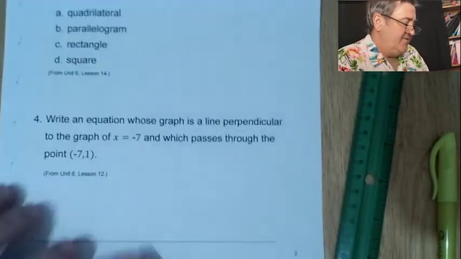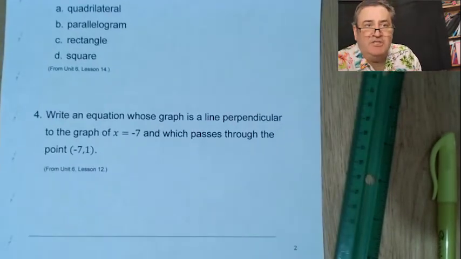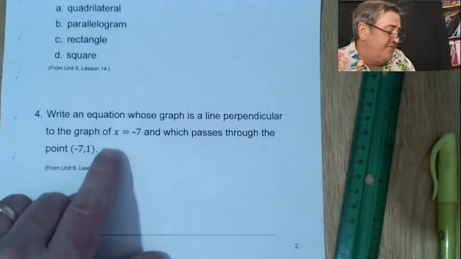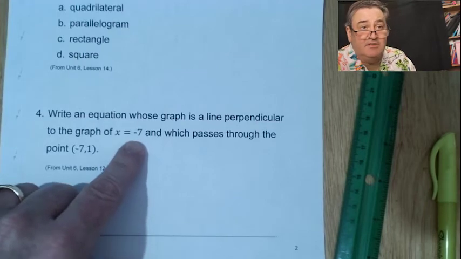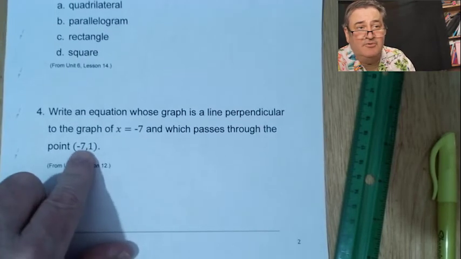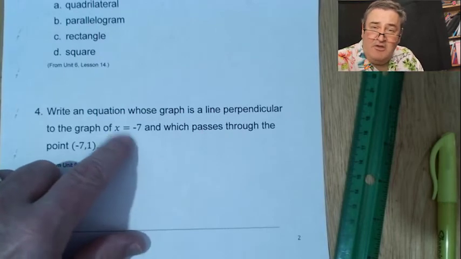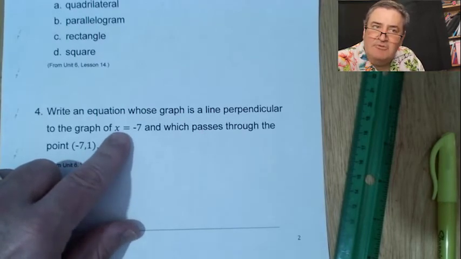All right, and then the last one: write an equation whose graph is a line perpendicular to the graph of x equals -7. It passes through this point, (-7, 1). I would have you think, what does the graph of x equals -7 look like?